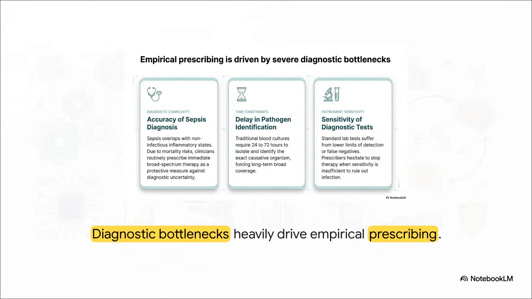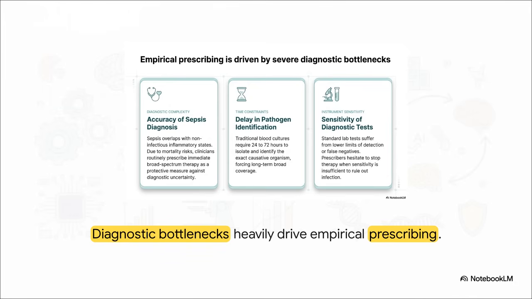Now, as critical care physicians, we all know our reliance on empirical, broad-spectrum antibiotics isn't born out of carelessness. Not at all. It's driven by severe systemic diagnostic bottlenecks. Just think about your last admission for undifferentiated shock. Sepsis overlaps heavily with non-infectious inflammatory states, doesn't it? And because the mortality risks of delaying treatment are just so incredibly high, we routinely fire off broad-spectrum therapy as a protective measure. We're essentially forced into this corner because traditional blood cultures require 24 to 72 agonizing hours just to isolate and identify the exact causative organism. And let's be real, in the ICU, 72 hours might as well be a lifetime.